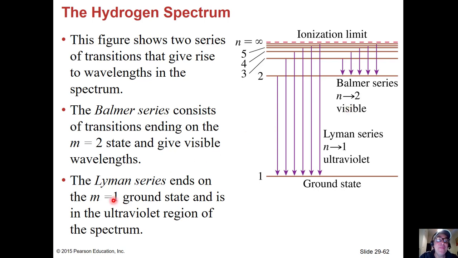There's actually the Lyman series too. This is ultraviolet, so you can't see this with your eyes. So you're transitioning from a higher state down to n equal to 1. And this you can't see with your eyes. Balmer series you can see with your eyes.